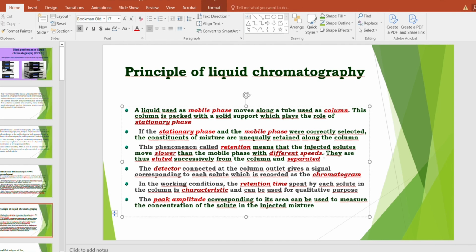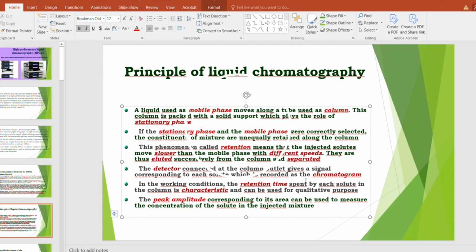They are thus eluted successfully from the column and separated at different retention times. The detector connected at the column outlet gives a signal corresponding to each solute, which is recorded as a chromatogram. Shortly we will see what type of chromatogram. In the working condition, the retention time spent by each solute in the column is characteristic.